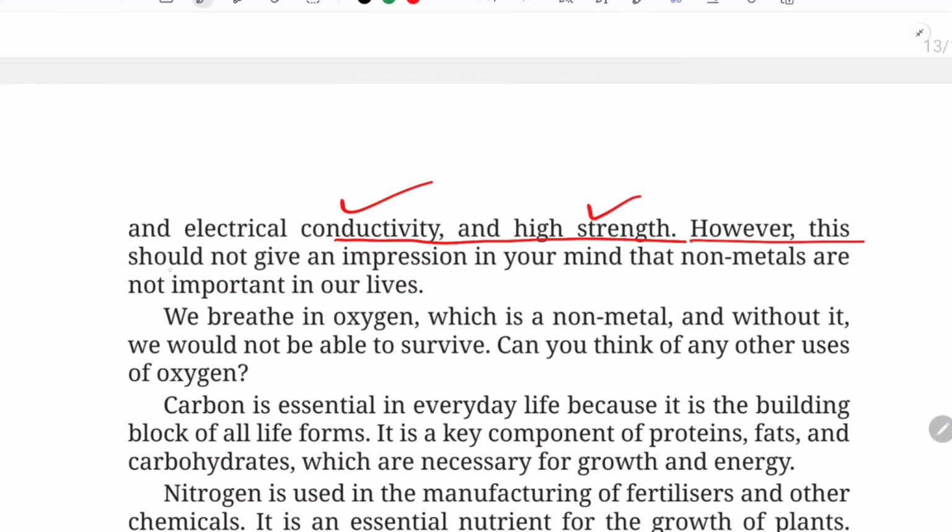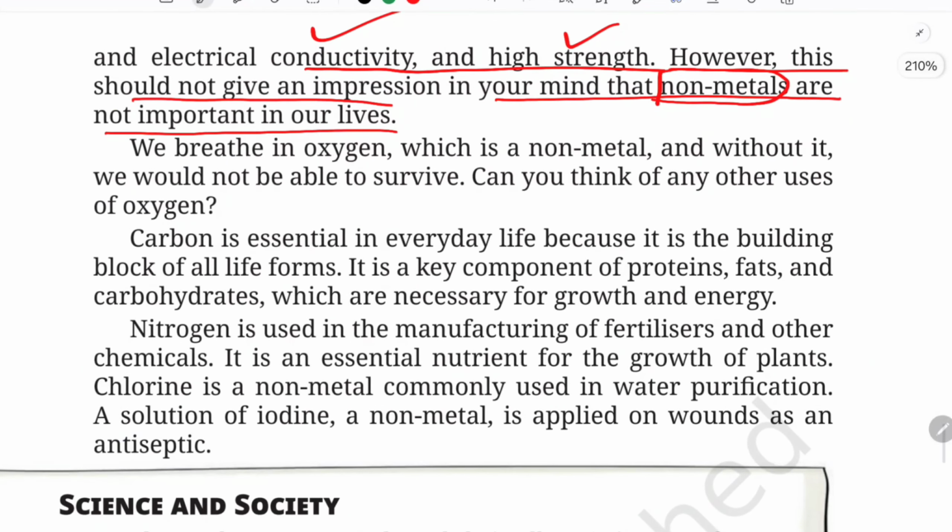However, this should not give an impression in your mind that non-metals are not important in our life. Non-metals are important, because without non-metals, the most important one, oxygen, we would not be able to live, isn't it? So we breathe in oxygen, which is a non-metal, and without it we would not be able to survive.